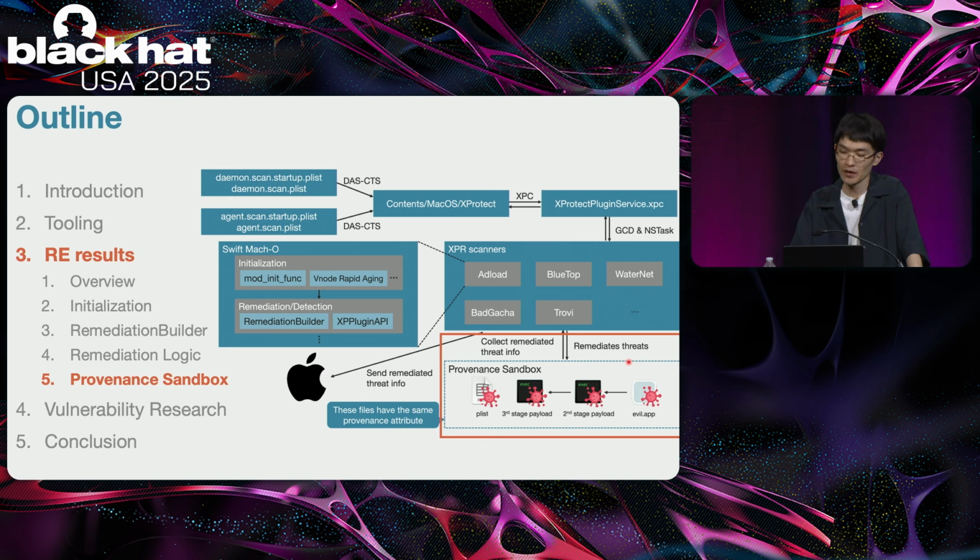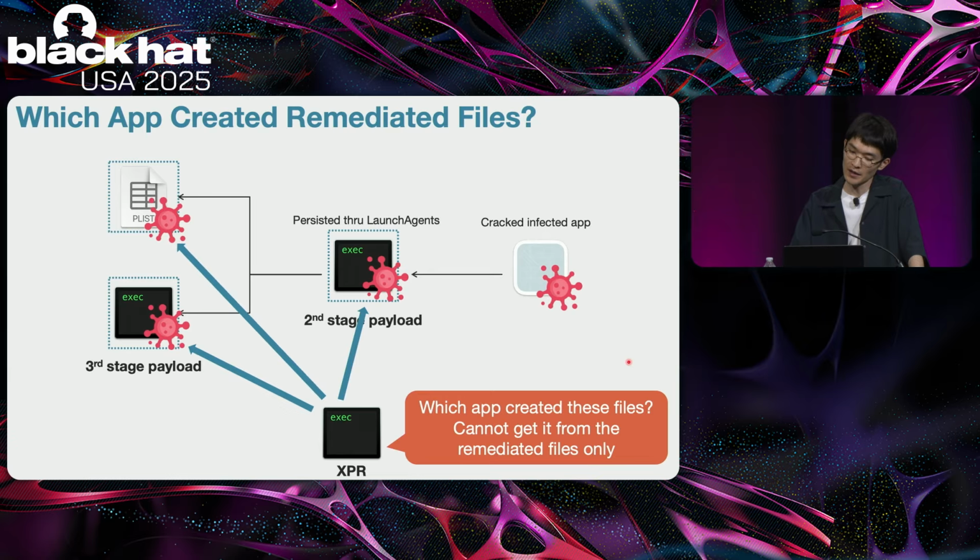Now let's talk about the Provenance sandbox. This is a cool mechanism that helps identify applications associated with remediated files. To begin, let me show a simple example to understand how XPR utilizes this mechanism. Let's look at a case where XPR removes malware that establishes persistence. Say there are 3 items being remediated: 2 malware payloads and a plist file, and the launch agent directory.